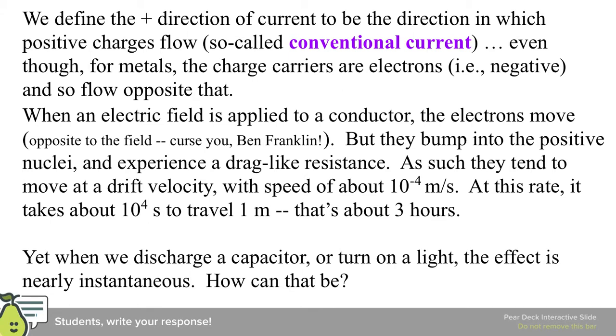We define the positive direction of current to be the direction in which positive charges flow, which makes sense. This is so-called conventional current. And we do this even though we know for metals the charge carriers are electrons, that is negative, and so flow opposite that. They flow in the other way. So we sort of need to distinguish physical current, which is the flow of electrons, from conventional current, which is the direction positive charges would flow in the circuit.